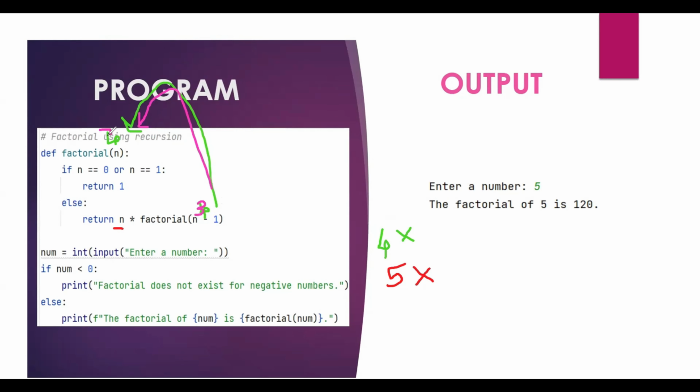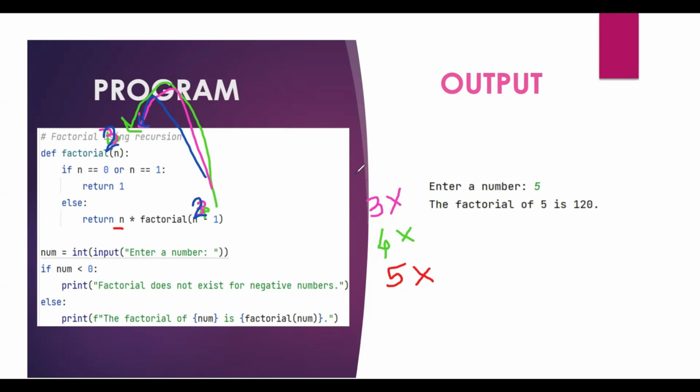Now the value of n is 3. We are checking if 3 equals 0 or 3 equals 1, which is wrong. So in the else block, I'm returning 3 into factorial of 3 minus 1, which means 3 into factorial of 2. Again we are going up here. Now the value of n is 2. 2 equal to 0 or 2 equal to 1 is wrong, so we are going in the else.